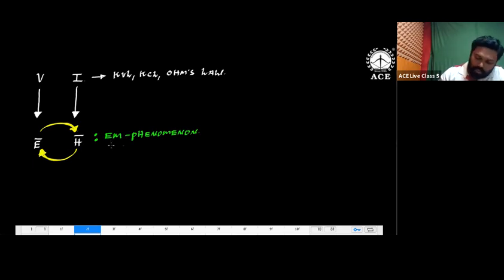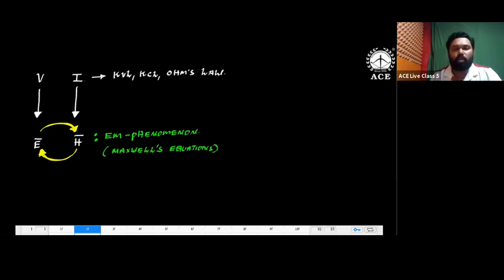And how is this EM phenomena explained? This EM phenomena is explained with the help of what are called four Maxwell's equations. Okay, so why do we need to study this EM phenomena? Yes, because this is a common thread which is running behind all our electrical engineering aspects.